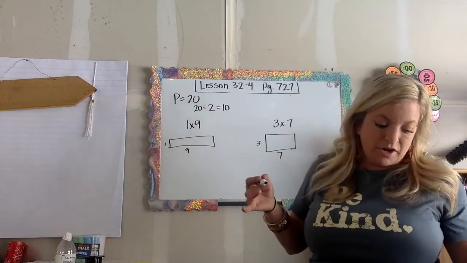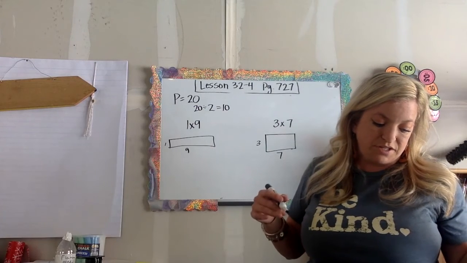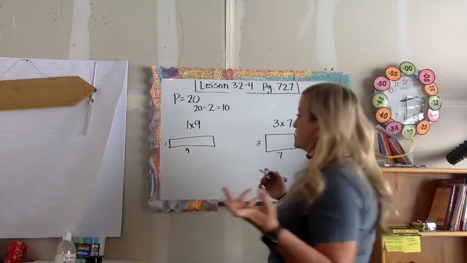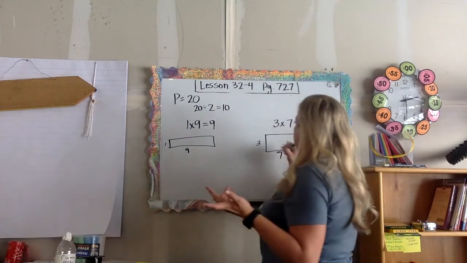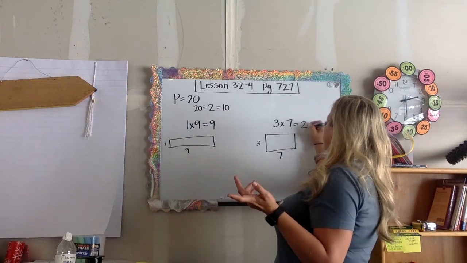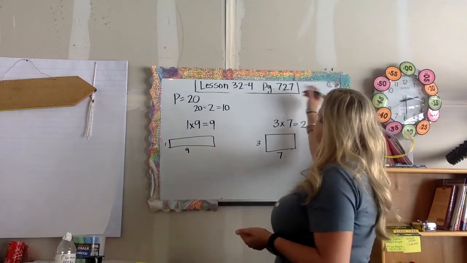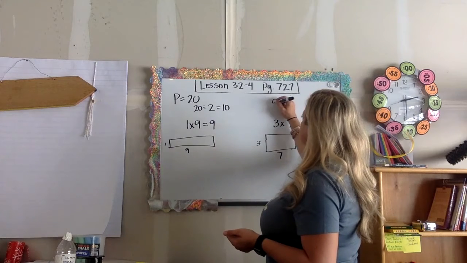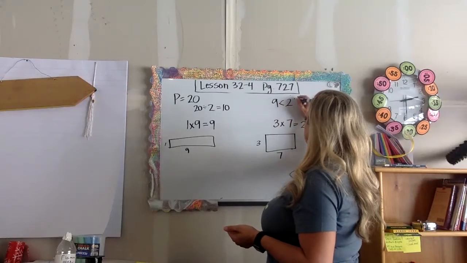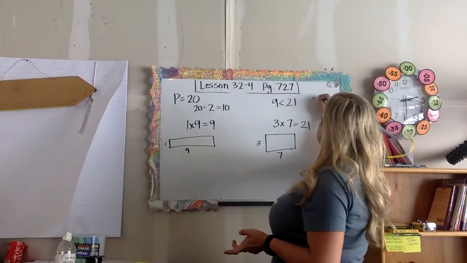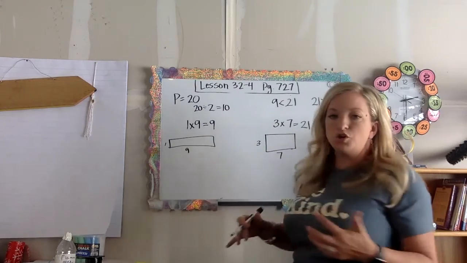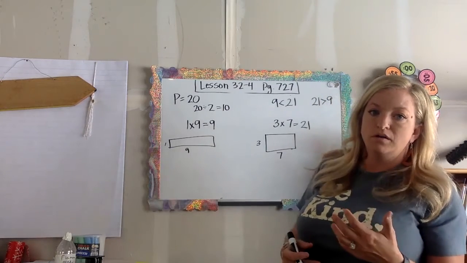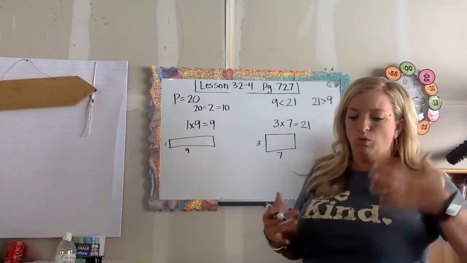Now I need to find the area because it says they have different areas. Find and compare their areas. So 1 times 9 is 9, that's that area. 3 times 7 is, oh my gosh, 21. So I'm going to compare these and I'm going to say 9 is less than 21. Or I could say 21 is greater than 9. Either one works. I'm comparing them.